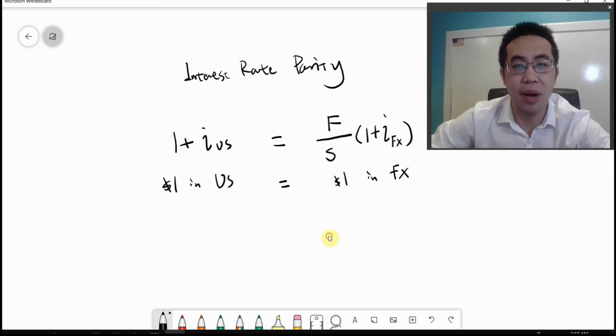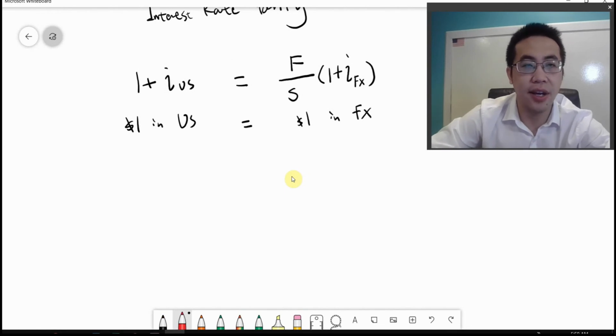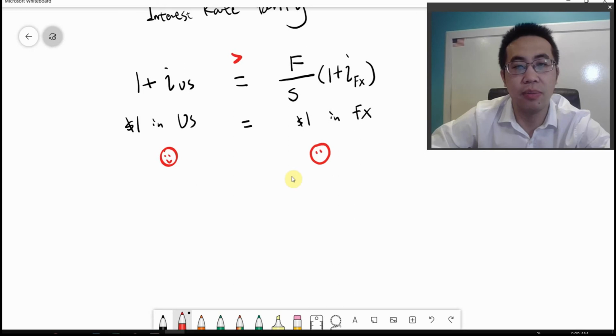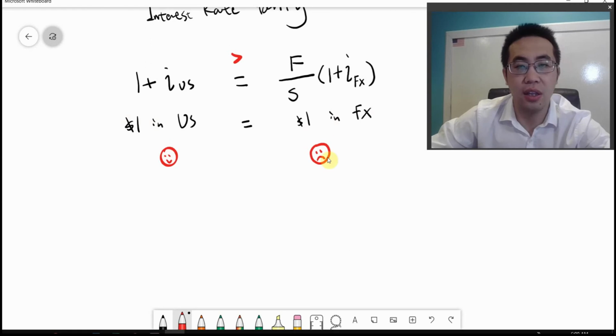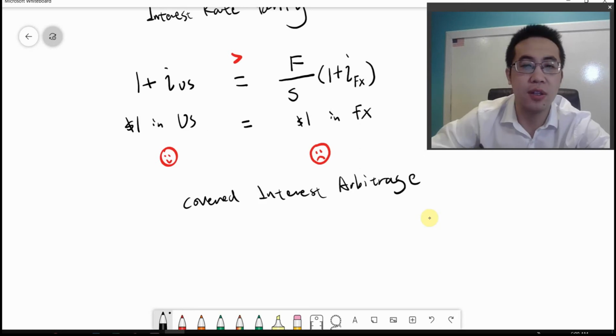So what about if this parity gets violated? For example, what if the left-hand side is greater than the right-hand side? In that case, the US becomes a better place for investment, and the Eurozone or the foreign place becomes not as good. So you make more money in the US than in the foreign country. Then people will conduct a covered interest arbitrage, and the money will flow from the foreign country to the US.